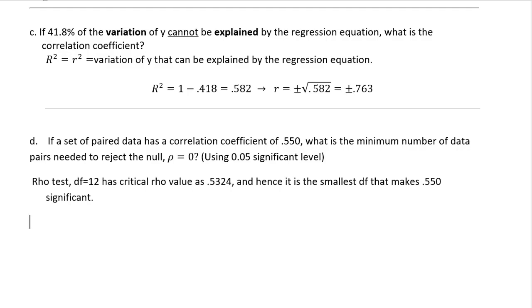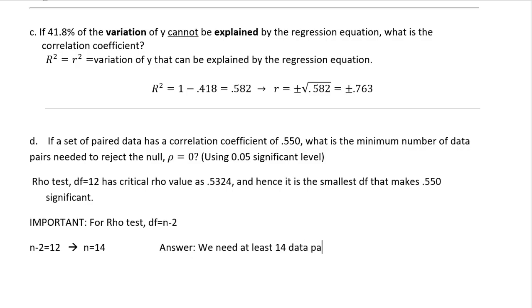And you have to know that for rho test, important, for rho test, degrees of freedom is defined as n minus 2. Okay. So using that, we know that n minus 2 has to equal 12, which means that n must be 14. So the answer would be, we need at least 14 data pairs for r equals 0.550 to be significant.